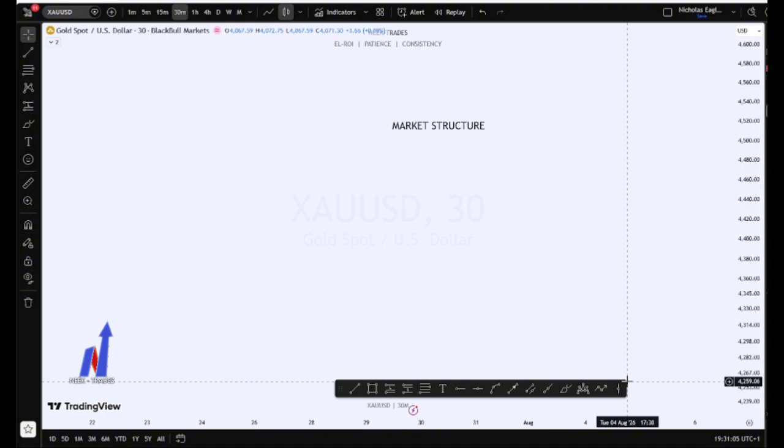Today we'll be discussing market structure. Market structure in forex trading is the overall pattern of price movement that shows whether the market is moving up, bullish, down, bearish, or sideways. Market structure is the overall price pattern on the chart, to know where price is coming from and where price is going. Let's take that as a jot.